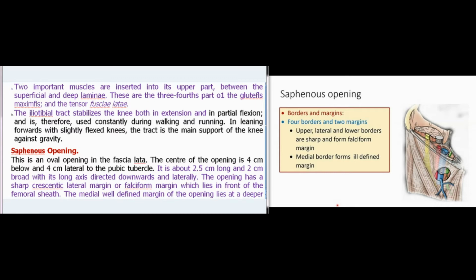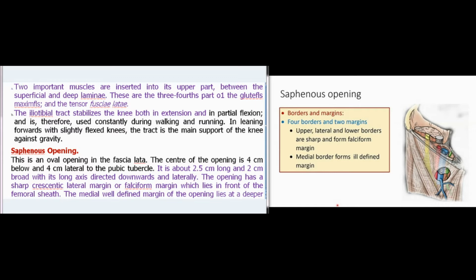Saphenous opening. This is an oval opening in the fascia lata. The center of the opening is 4 cm below and 4 cm lateral to the pubic tubercle. It is about 2.5 cm long and 2 cm broad, with its long axis directed downwards and laterally. The opening has a sharp crescentic lateral margin, or falciform margin, which lies in front of the femoral sheath.